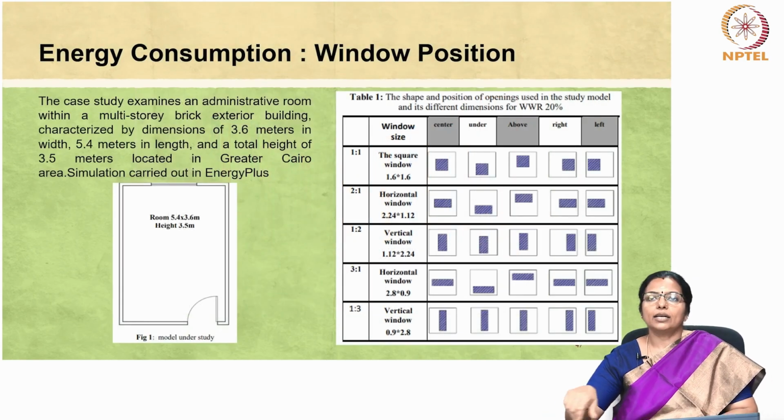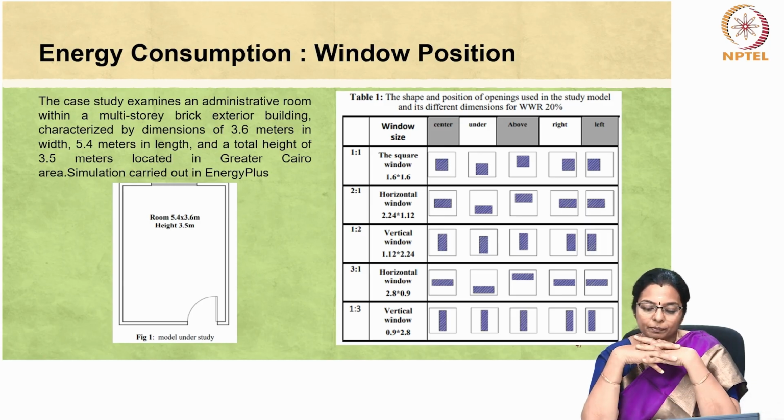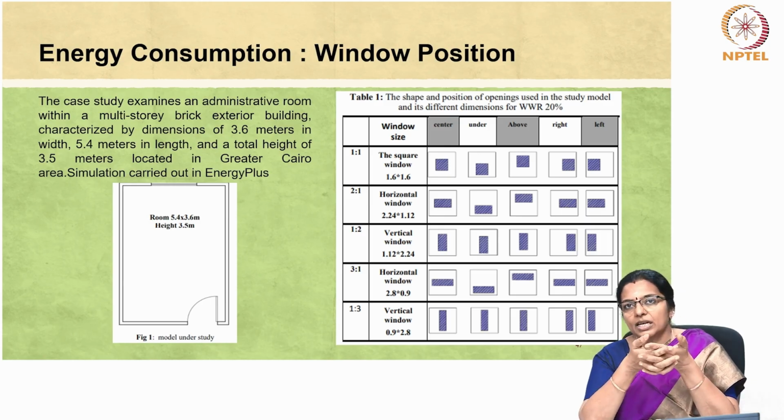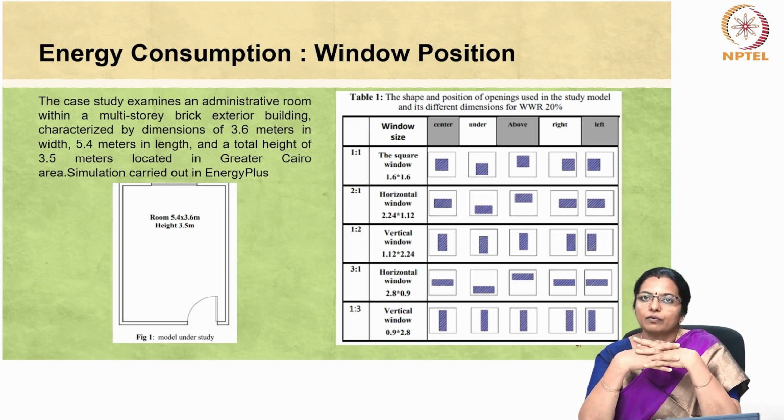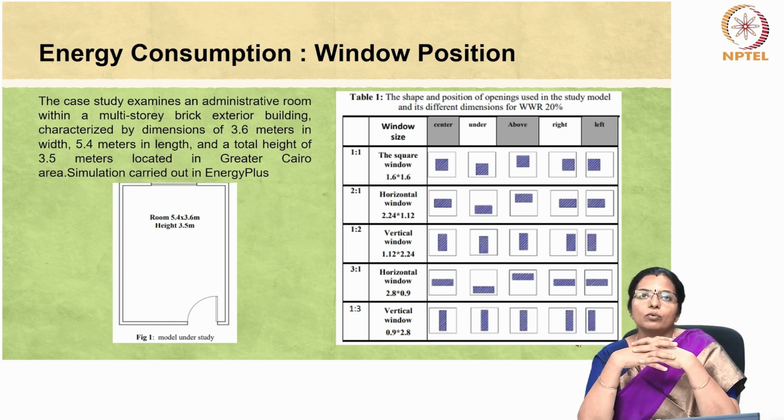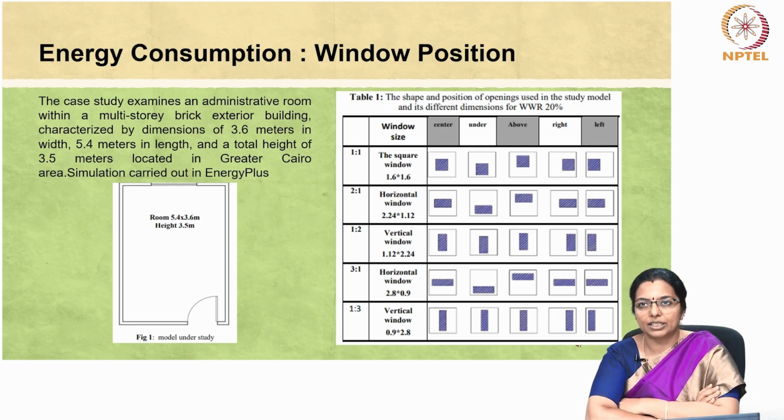Let us now look at position of windows. So, in the previous class, we had seen about size of windows. In this class, we have seen the shading device, and now we will look at window position. So, the location of window openings within a building's external wall significantly impacts the level of natural lighting and ventilation. Previous research has investigated how factors such as direction, size and proportion of these apertures influence indoor lighting.